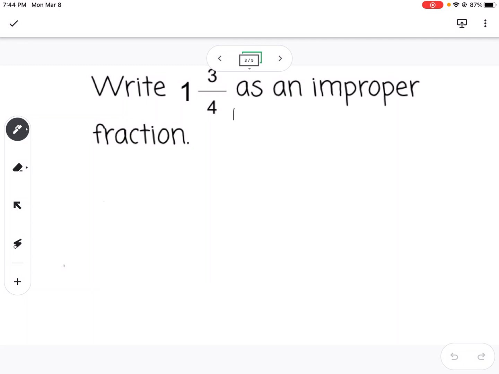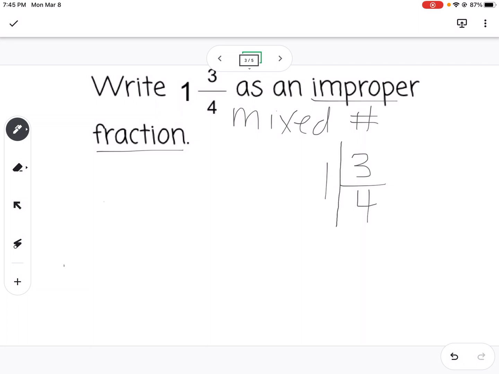As you can see, we're given the mixed number and we need to write it as an improper fraction. So I'm going to just write the mixed number over here again, the mixed fraction, and I need to do some thinking. Let me look. I see 1 whole and I see 3/4. But I'm wondering if this 1 whole can be written in a different way. So I'm going to split this up into the 1 whole and the 3/4.